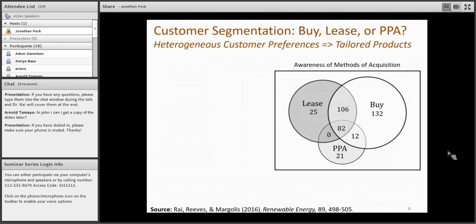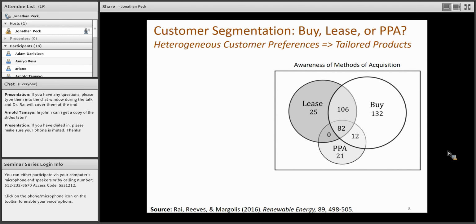Let me start by talking about the business model, just to give you an example, and we can get into more discussion during Q&A. This is data from a survey we did in California during 2014 and 2015, and this is just a sample. We did multiple of those surveys. This is just one of those administrative or utility regions.